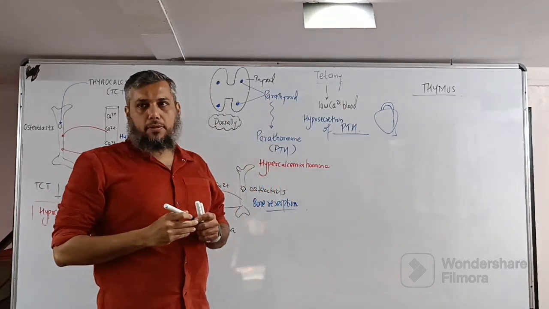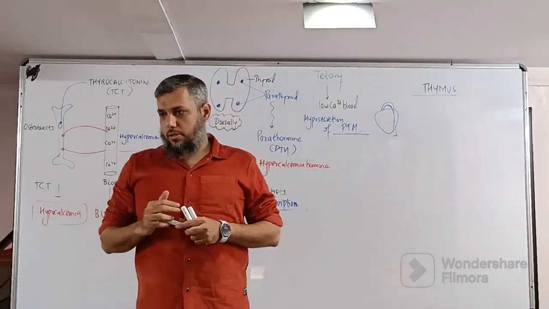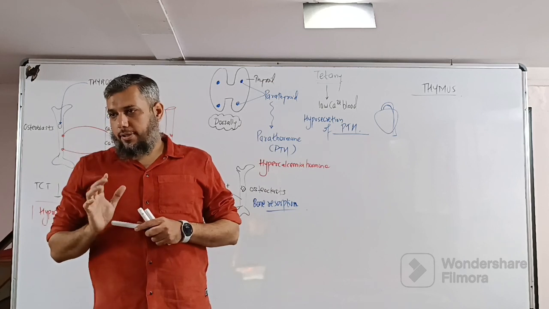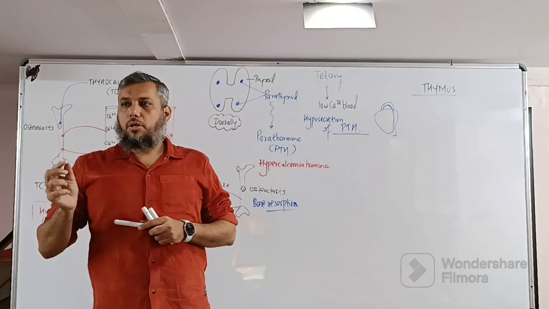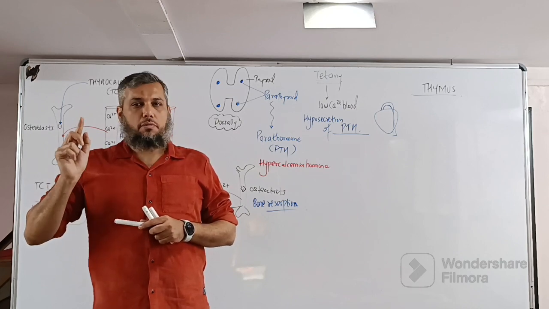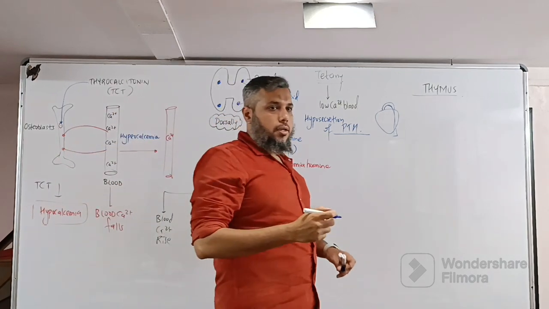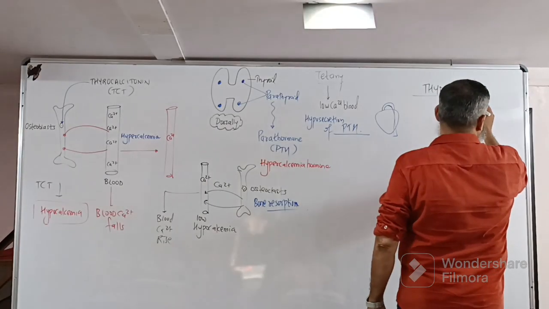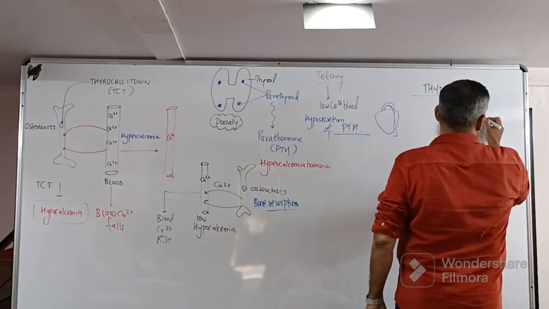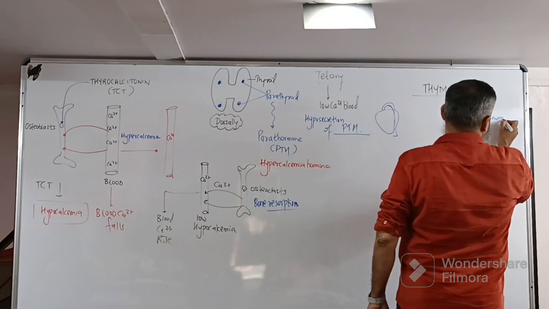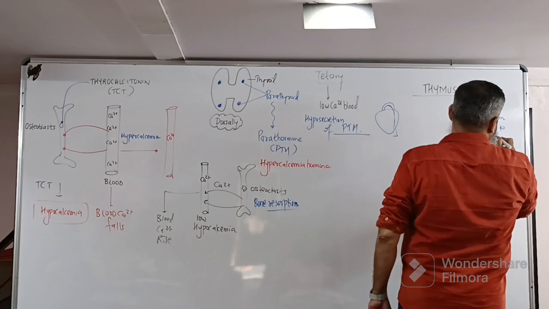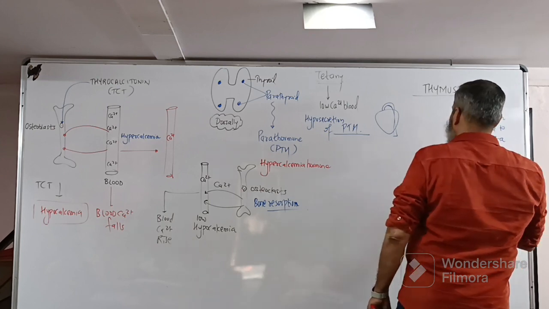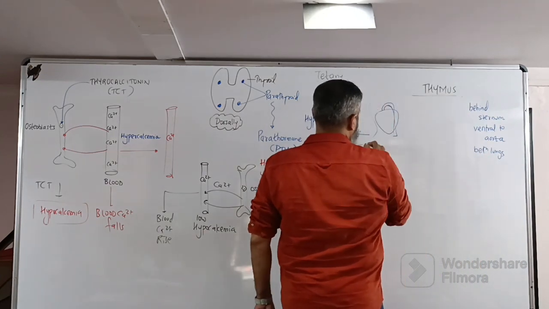It's a bilobed structure. I have not drawn it yet. Behind the sternum, between the lungs, ventral to the aorta. Look at the location I'm saying. Behind the sternum, ventral to the aorta, and between the lungs. Lungs are there.